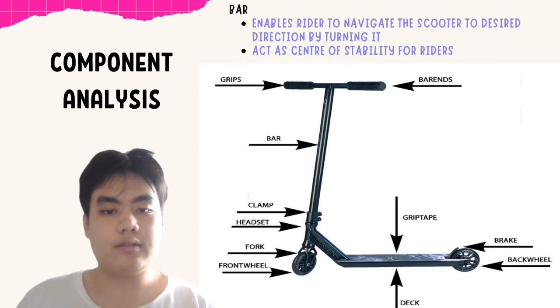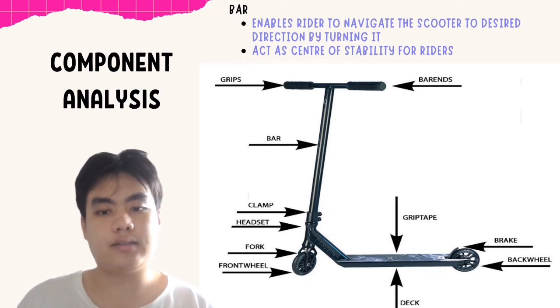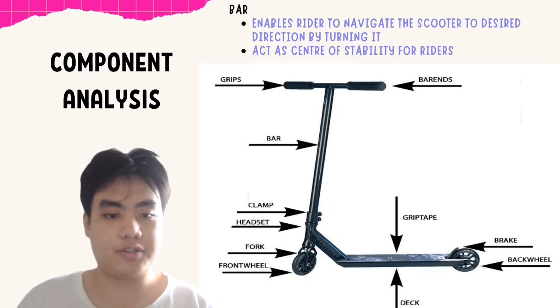Moving on to the bar, a central component that enables the rider to control the direction of the scooter. The bar of a scooter is more than just a handle. It is the primary interface through which riders control the direction of the scooter. By turning the bar, the rider can navigate the scooter in their desired direction. Additionally, the bar acts as the center of stability for riders, providing a secure point of control during various maneuvers.